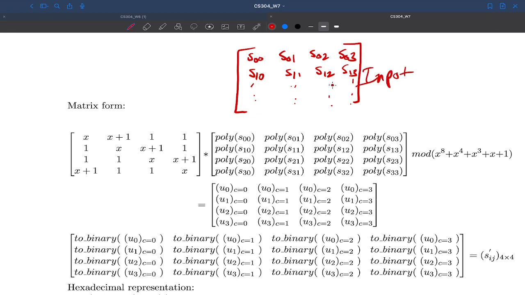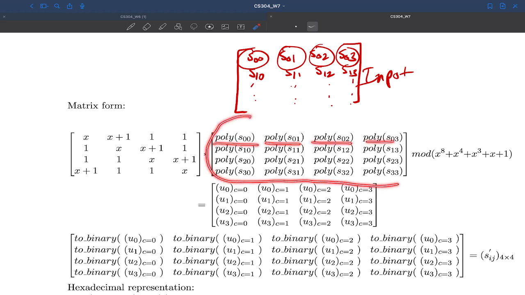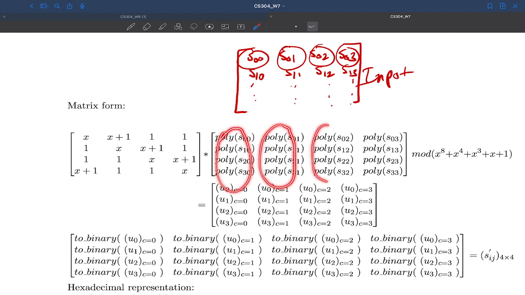What will I do? First of all, I will convert every 8-bit entry to a polynomial. So you can see here I have converted every entry to a polynomial. So these are polynomials. This is a matrix of polynomials. And this is my column at index 0. This is my column with index 1. This is my column with index 2. This is my column with index 3.